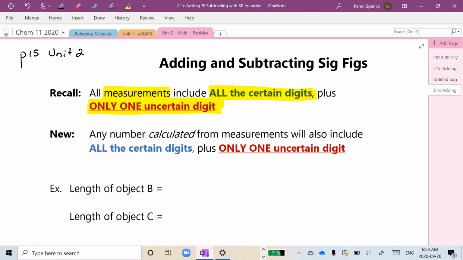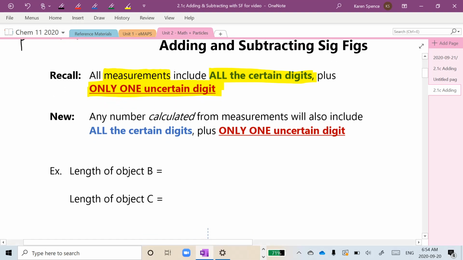Now, if we take our measurements and do a calculation, like finding area by multiplying distance A by distance B, any number that we calculate from those measurements can also include only one uncertain digit. So it's all the certain digits plus one uncertain digit. Or if you took two length measurements and added them together, you couldn't have it be more precise than your less precise measuring device.